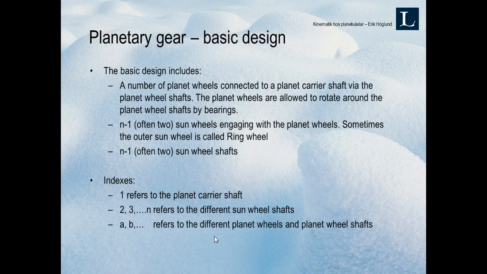So, what have we concluded so far? Well, you have a basic design, including a number of planet wheels, which are connected then to a planet carrier shaft. And the planet carrier shaft rotates. That means also that the center of the planetary wheel will rotate in a circular motion. You have a number of sun wheels and also a number of sun wheel shafts. And in the previous case, you could see that we have 2 sun wheels. And this is also to repeat what I said about the indexes. 1 refers to the planet carrier shaft, 2, 3, etc. to the different sun wheels, and A, B, C, etc. to the different planet wheels.